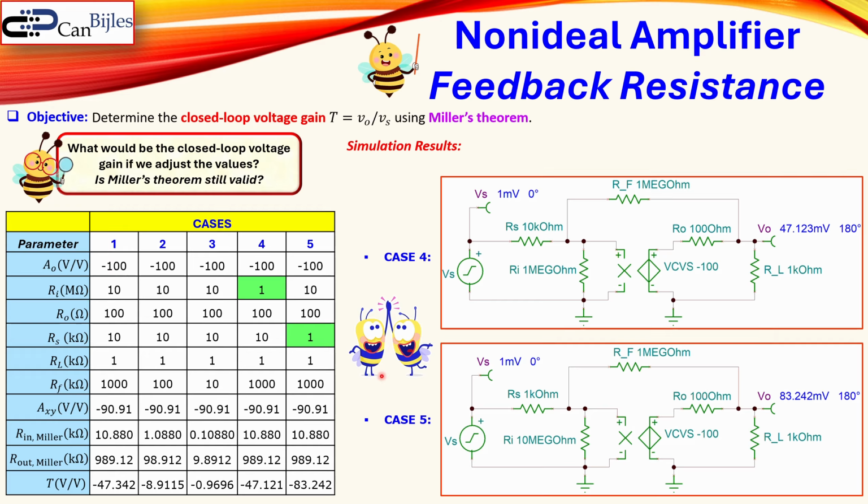If you have any questions about this example, please let me know and I will try to answer them as soon as possible. In the next example, we will discuss the voltage amplifier, but this time we have feedback capacitance and see also its effect on our frequency response.